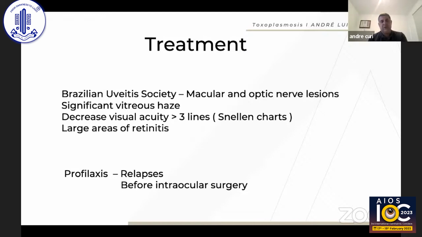I usually treat all my patients with active toxoplasmosis retinochoroiditis, independently of the size of the disease or the visual acuity.